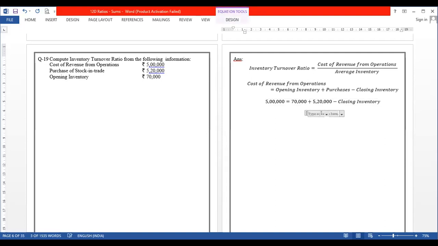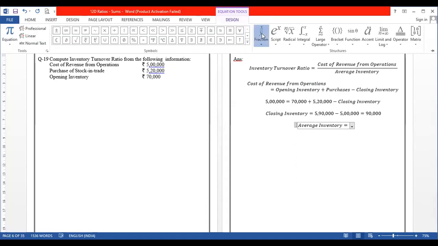So closing inventory will be equal to 5 lakh 90,000, minus 5 lakh. Okay, so that will be 90,000 rupees. Okay. So closing inventory is there with me. Now it is easy for me to calculate the average inventory. And if I don't write the formula for average inventory, you know that average is equal to opening plus closing divided by 2.